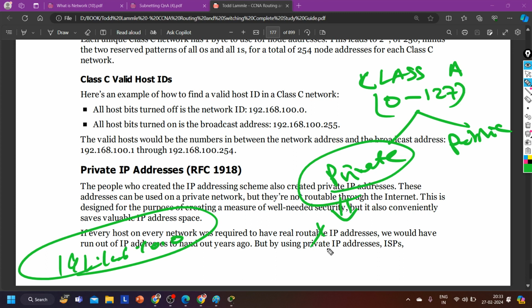Don't worry about it, we will discuss more about private and public. And the public IP is routable on the internet, right? And it is not reusable. And private IP is reusable, and it is free of cost, and public IP address is payable. You have to purchase it from the ISP.